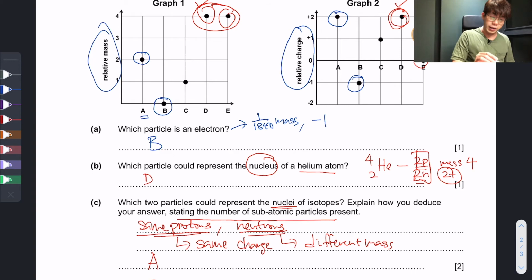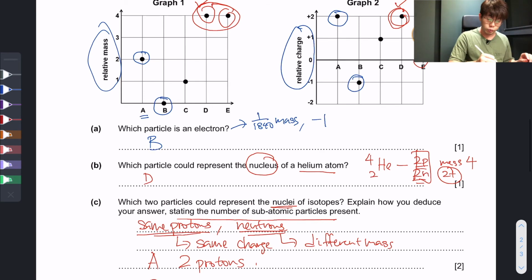So let's look at A. A has a +2 charge over here. +2 means in order to be +2, it must have 2 protons. It already has 2 protons, so the mass is already 2. So if you look here, A also has a mass of 2. That means it cannot have any neutrons. So A has 2 protons and 0 neutrons. That is how A has a mass of 2 and a charge of +2.